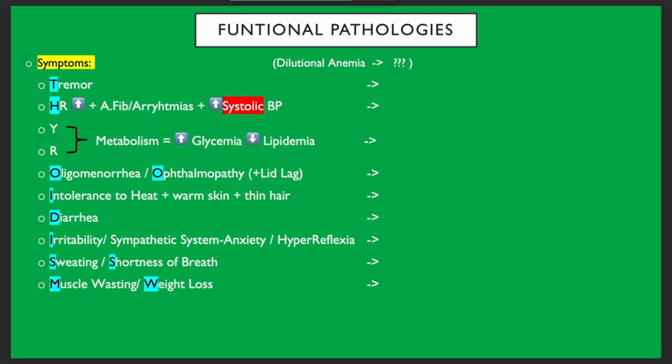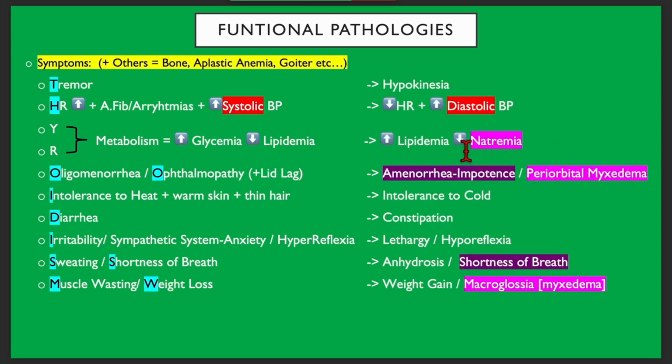So anemia, yes, still anemia. It's not exactly opposite. Tremor is the exact opposite, becomes hypokinesia. Metabolism, so hypolipidemia becomes hyperlipidemia. But here, okay, I'll give you the answers. Here you have hyponatremia. Okay, so that's the exception one.